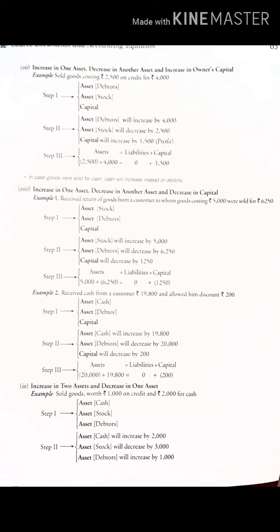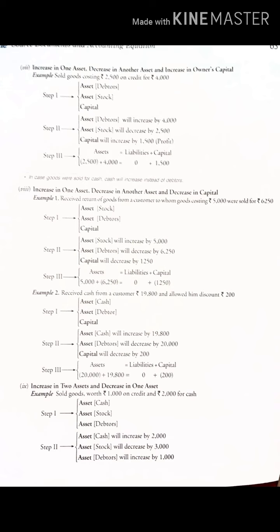Okay, so that will give me a clear idea that 200 rupees is the reduction in the capital. Fine. So in step 2, again I'll check out what is the effect. Cash is increasing by 19,800 because we are receiving cash. Now debtors, again, it is decreased. Why? Because debtors, they paid. Now they are free from the debt. So they have paid, so debtors will decrease by 20,000.